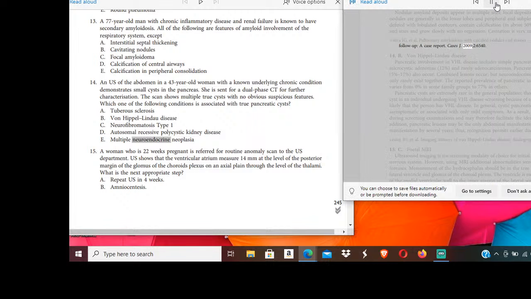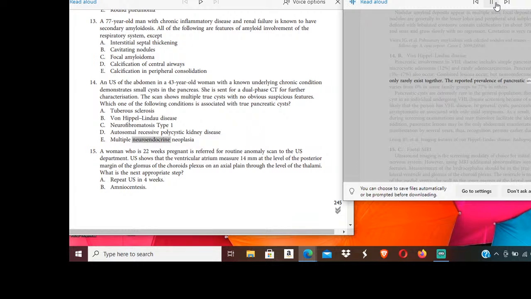Cases J. 2009, 2:6540. 14. B. Von Hippel-Lindau disease. Pancreatic involvement in VHL disease includes simple pancreatic cysts, 50 to 91%, serous microcystic adenomas, 12%, and rarely adenocarcinomas. Pancreatic neuroendocrine tumors, 5 to 17%, also occur. Combined lesions occur, but neuroendocrine tumors and cystic lesions only rarely exist together.